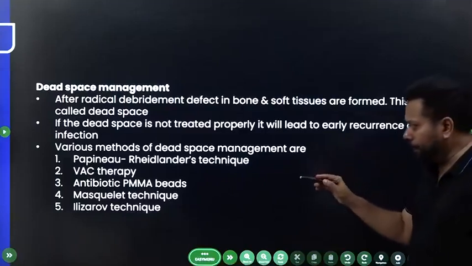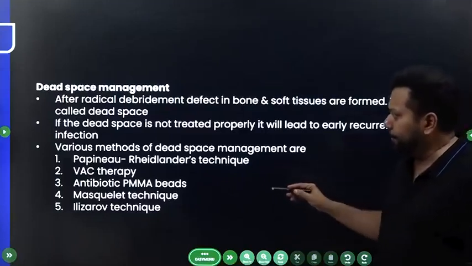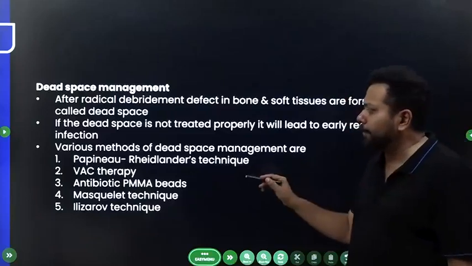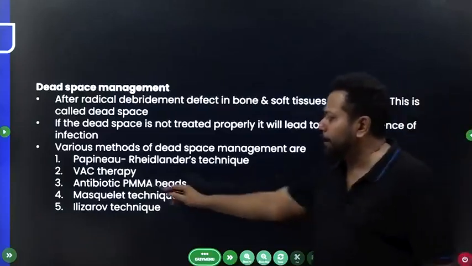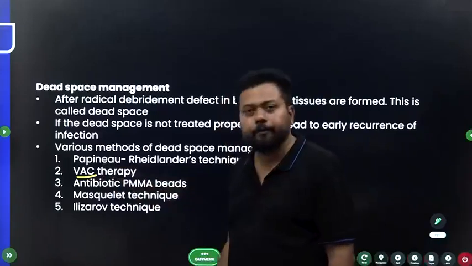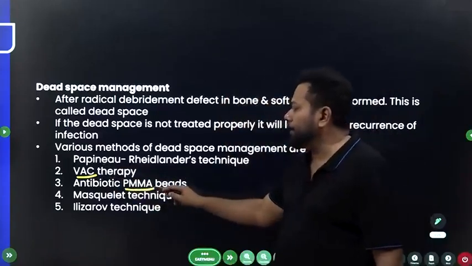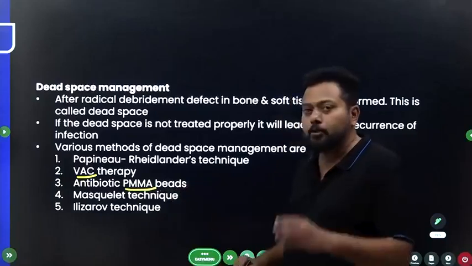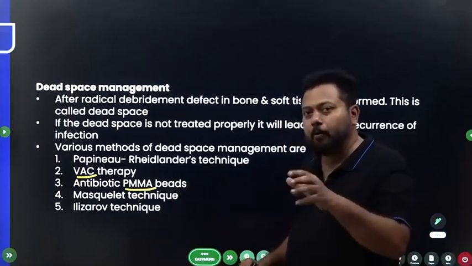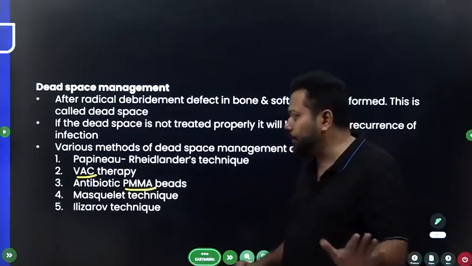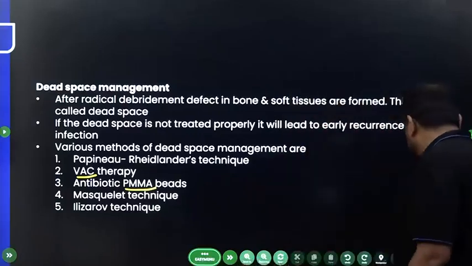The various methods of dead space management are Papineau's technique and VAC therapy. VAC means vacuum assisted closure. Antibiotic PMMA, polymethyl methacrylate, is bone cement. So antibiotic impregnated bone cement, filling the dead space with that. Okay, so these are the techniques.